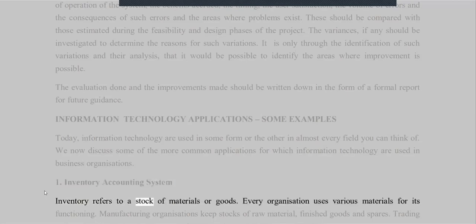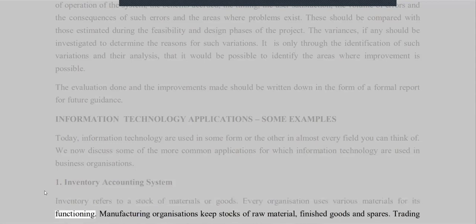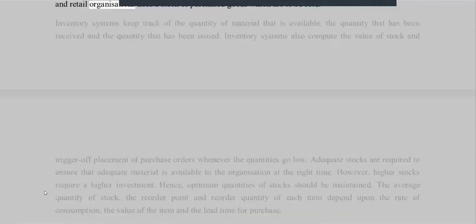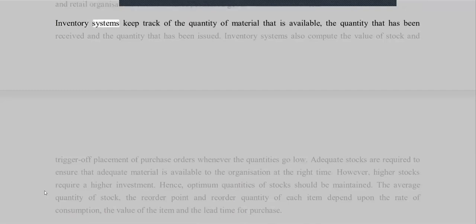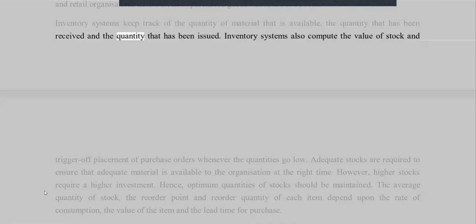Inventory refers to a stock of materials or goods. Every organization uses various materials for its function. Manufacturing organizations keep stocks of raw material, finished goods and spares. Trading and retail organizations hold a stock of purchased goods which are to be sold. Inventory systems keep track of the quantity of material that is available, the quantity that has been received, and the quantity that has been issued.